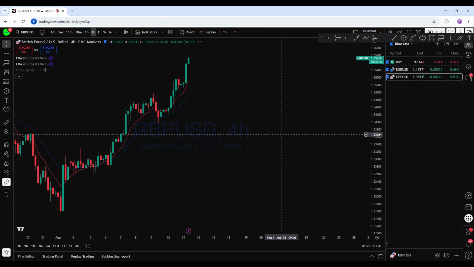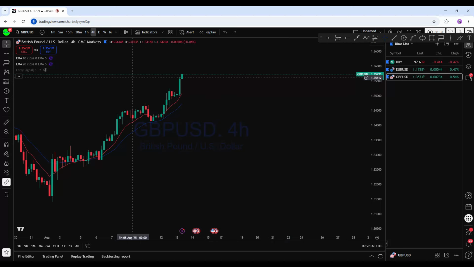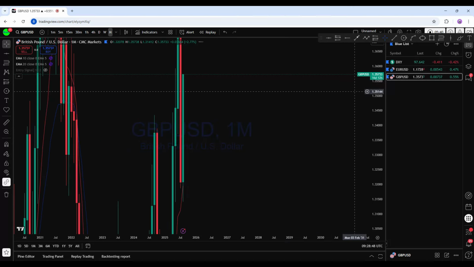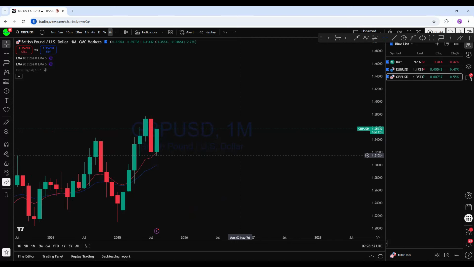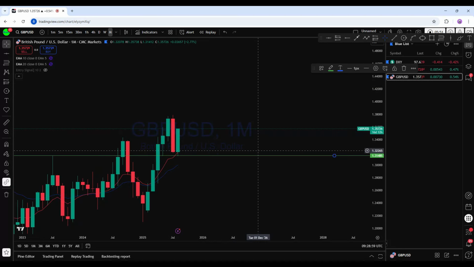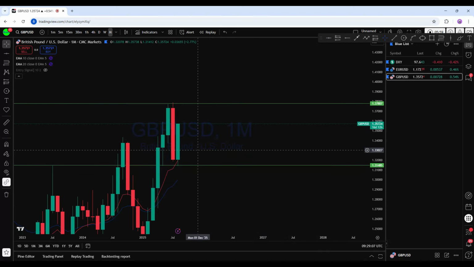Now looking at British pound US dollar, we can see a similar kind of price action on GBPUSD, as both of these instruments are USD pairs. If we look at the monthly chart on British pound US dollar, this is the monthly support level, where there is an important bounce back to the upside, giving a very high probability that this market will potentially bounce back to create a new higher high.